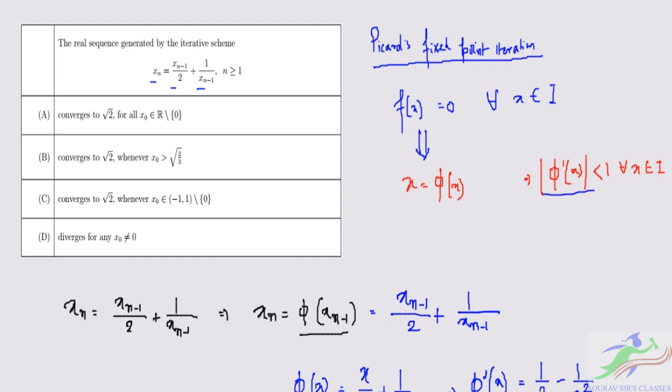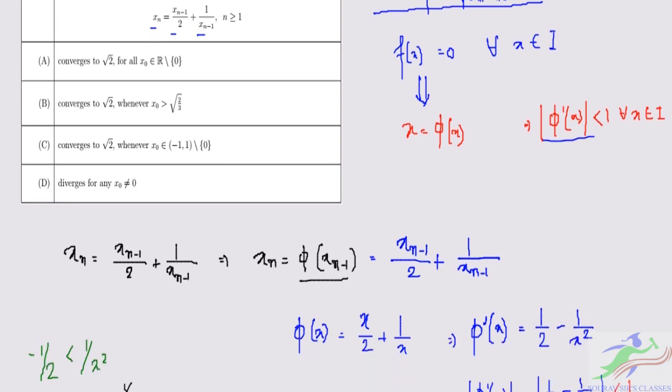This is not the right answer. Option C is also not correct. Diverges is not possible because it follows the Picard fixed point iteration. So we have option B, which converges to a value root 2, where x_0 is greater than root of 2 by 3. Now we can find the value of the limit.